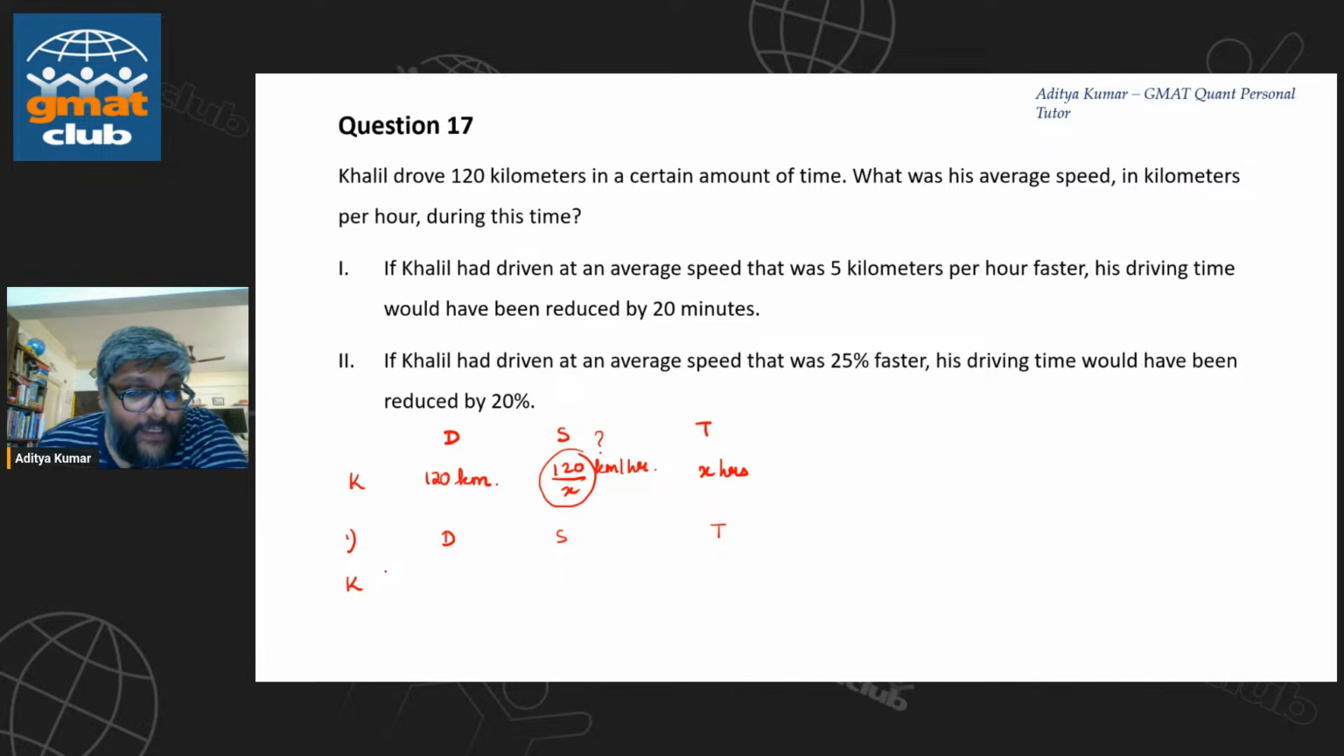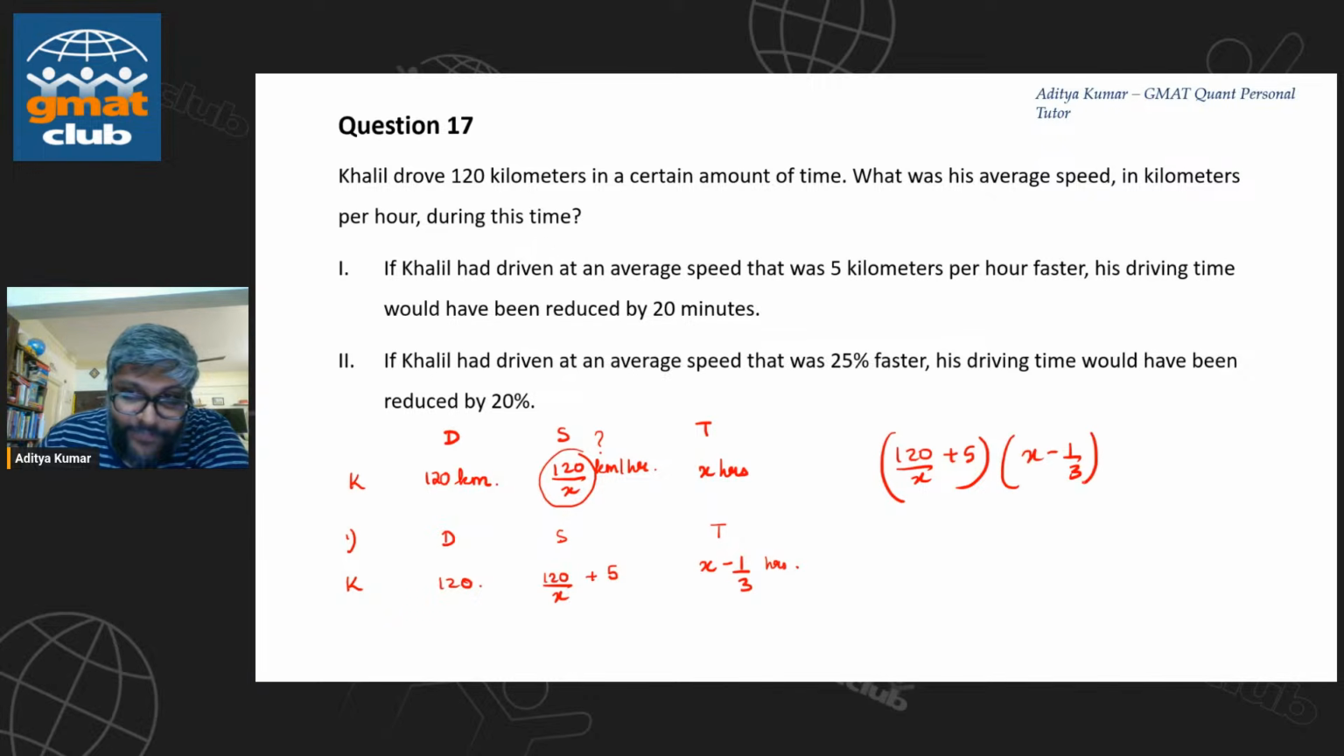If Khalil had driven at an average speed that was 5 kilometers per hour faster, so that's 120 by x plus 5, his driving time would have been reduced by 20 minutes. So 20 minutes is 1/3 of an hour. So x minus 1 by 3 hours. Right? And that would be 120. So I know that 120 divided by x plus 5, speed into time is your distance, into x minus 1 by 3 is equal to 120.